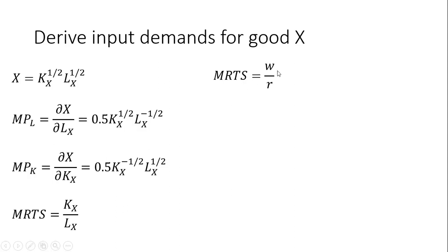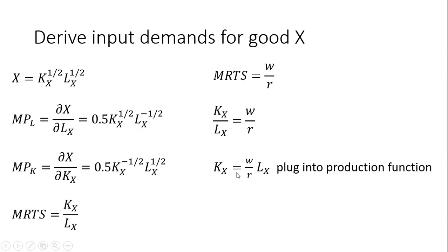Setting the marginal rate of technical substitution equal to the wage divided by the price of capital. W is the wage, R is the price of capital. So the left-hand side, as we just saw, is K divided by L. Solving for K, and now plugging that result into the production function up here, we get this result, and we want to solve this for L. Solving this for L will be our input demand for labor.